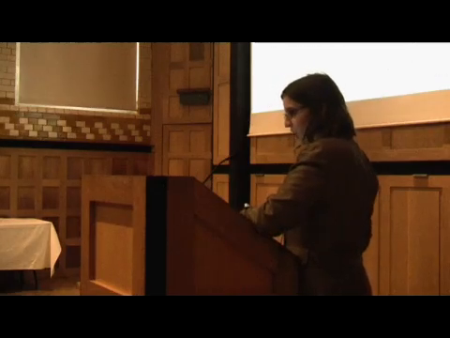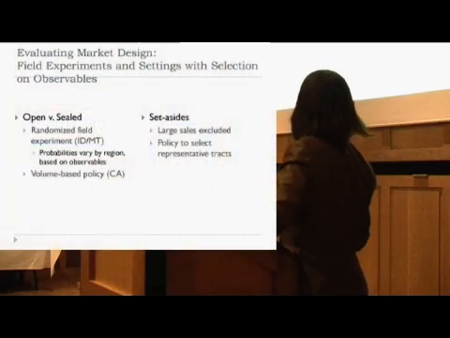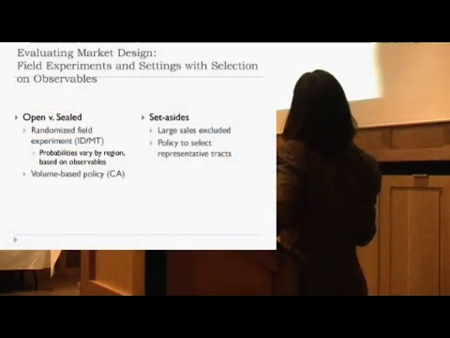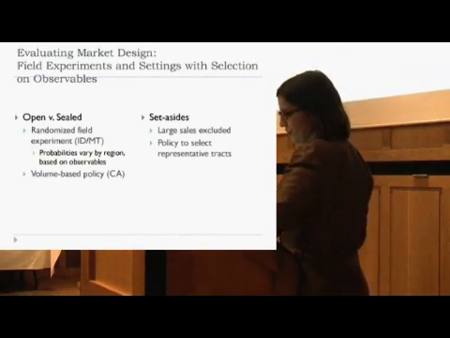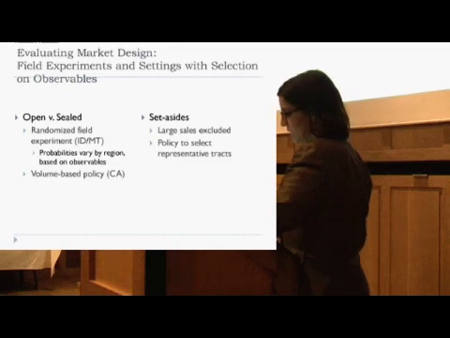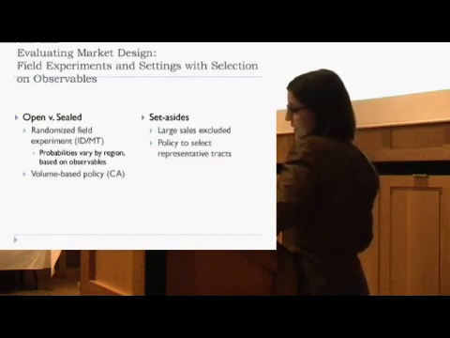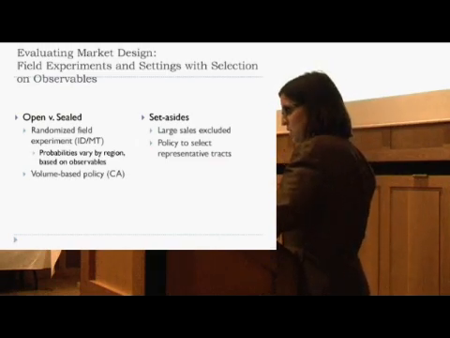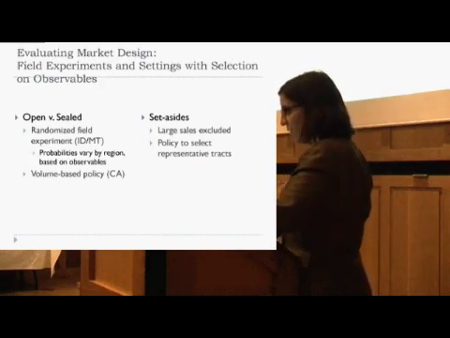Okay, so now let me talk a little bit about how we evaluated market design in the timber context. The context we have is that we had field experiments as well as settings with selection on observables. Let me focus on the field experiments. We had a randomized design where open ascending versus first price sealed bid was randomized by region in Idaho and Montana. For set-asides, it was on observables: large-scale sales were excluded from being set-asides, and then a deterministic policy determined whether small sales would be set-asides or open to all bidders. So we have this variation in the data.